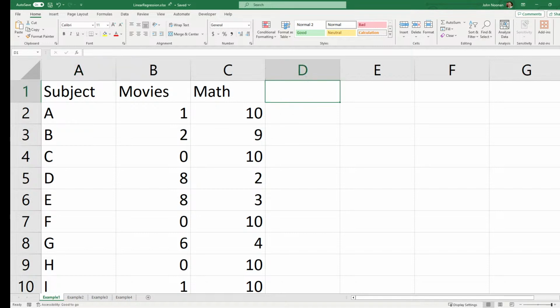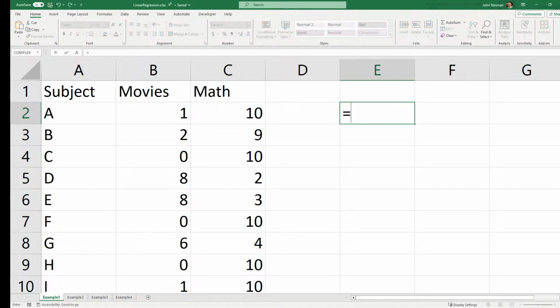Okay, well, I have here a fictitious study that I did. So fake data, but you know, it's okay. So movies and math. What we have here is the number of movies a particular student watched during a given week, and then their score on a basic math quiz. Once again, I've just made up some numbers here, but here's how we're going to compute the correlation coefficient.